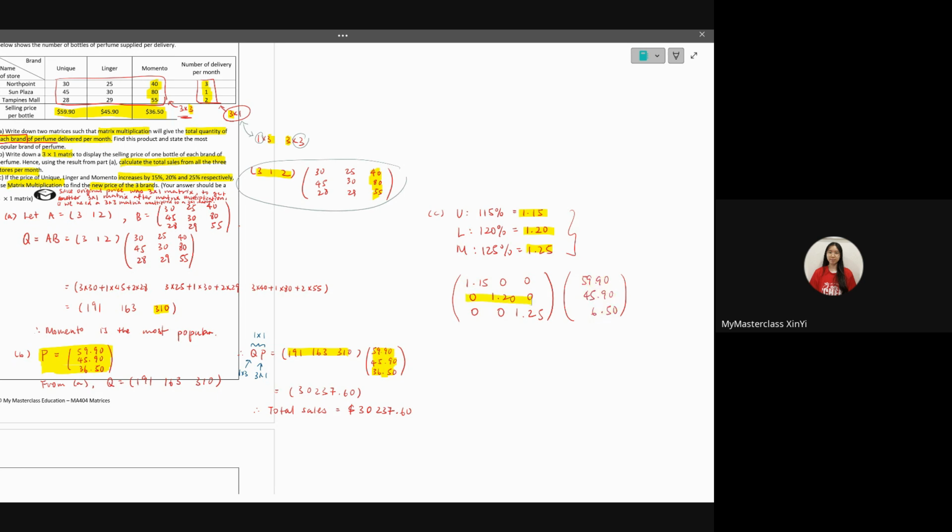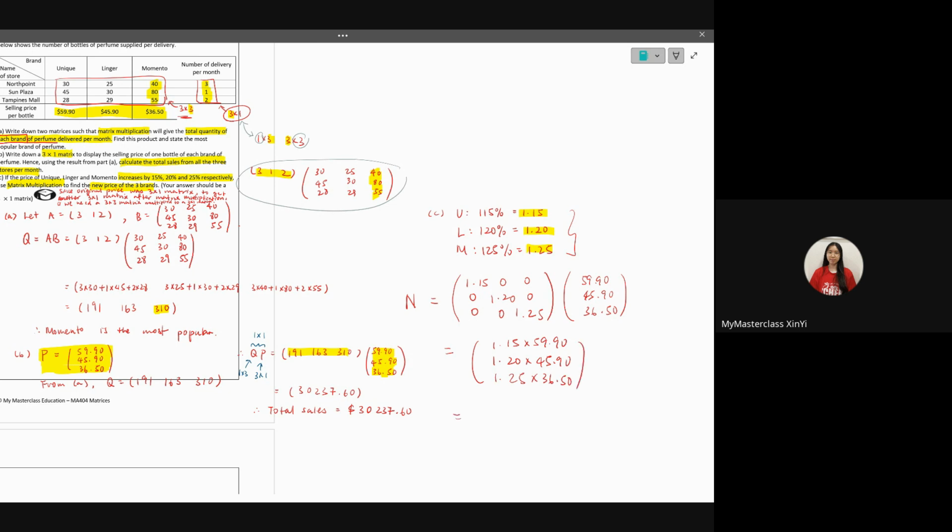Then now you look at row 2, column 1. Essentially what you're doing is just taking 1.20 times 45.90, which is also what you want. Lastly, when we take row 3, we are just taking 1.25 times 36.50, so you realize that is what we want. So this is what we want to do, to use a diagonal matrix to do this. Now let's name this the new price. The new price is going to be this diagonal matrix times the original price. Then you're going to have 1.15 times 59.90, 1.20 times 45.90, 1.25 times 36.50.